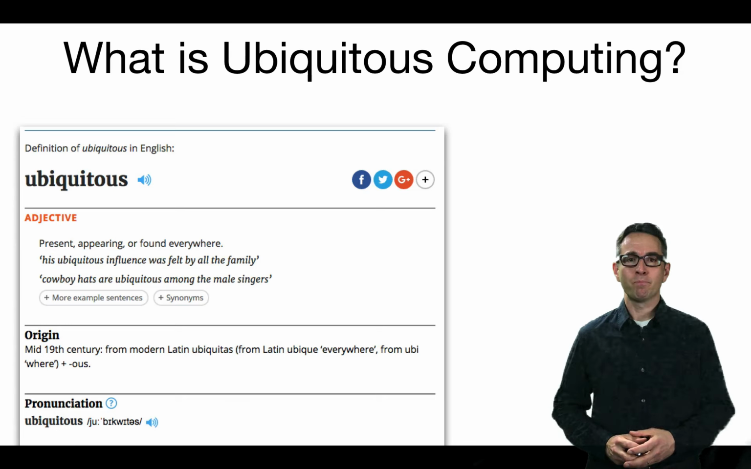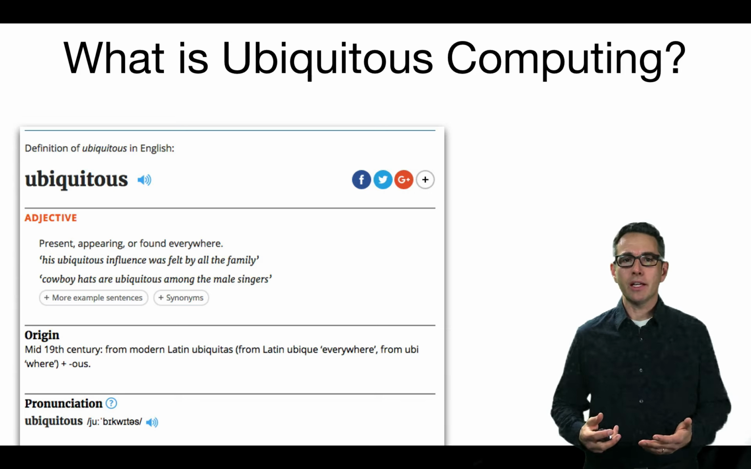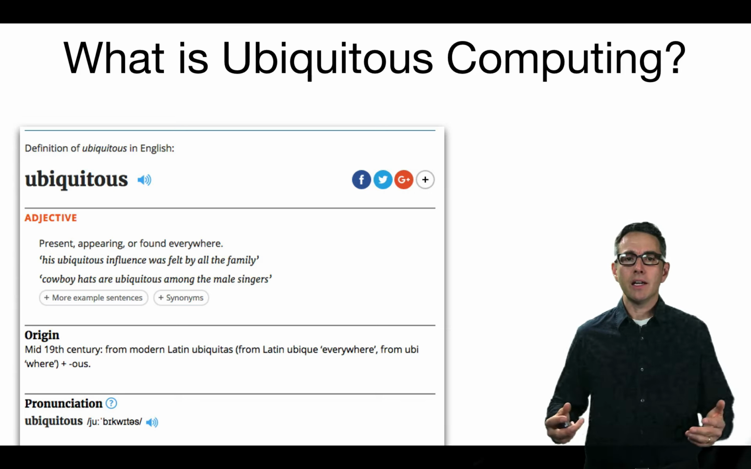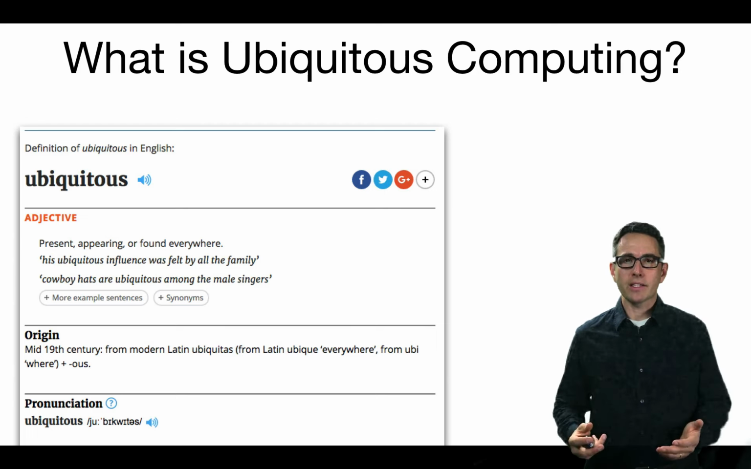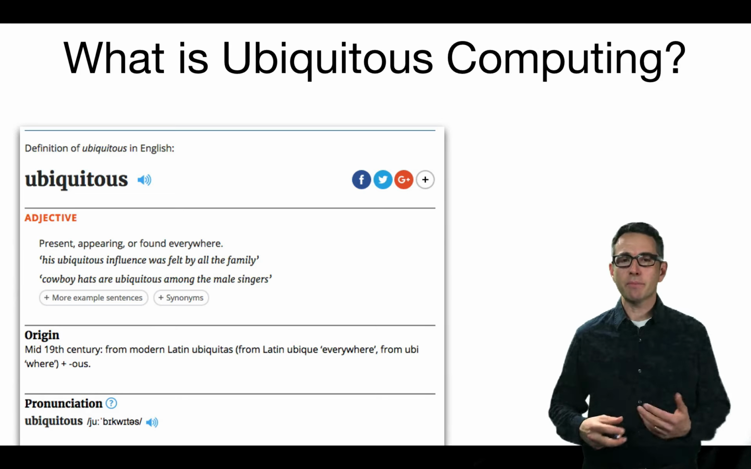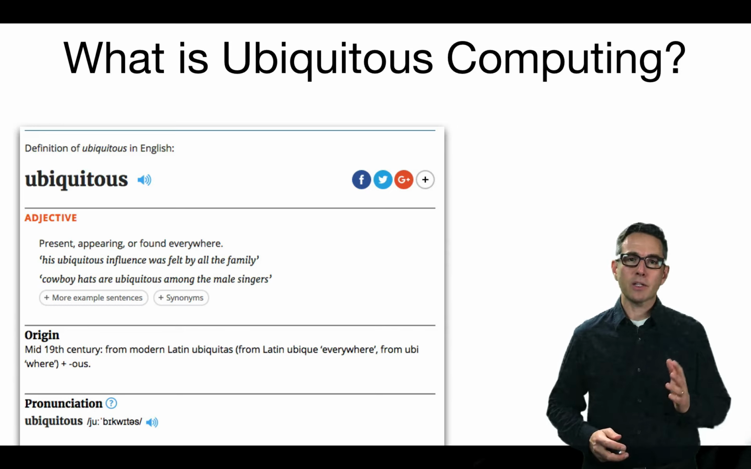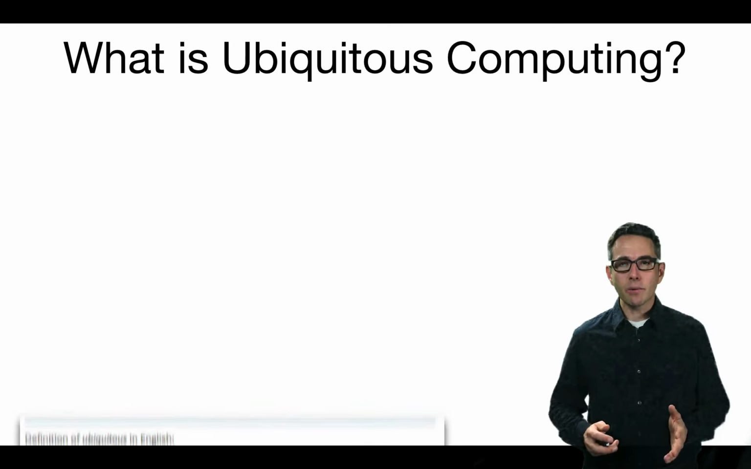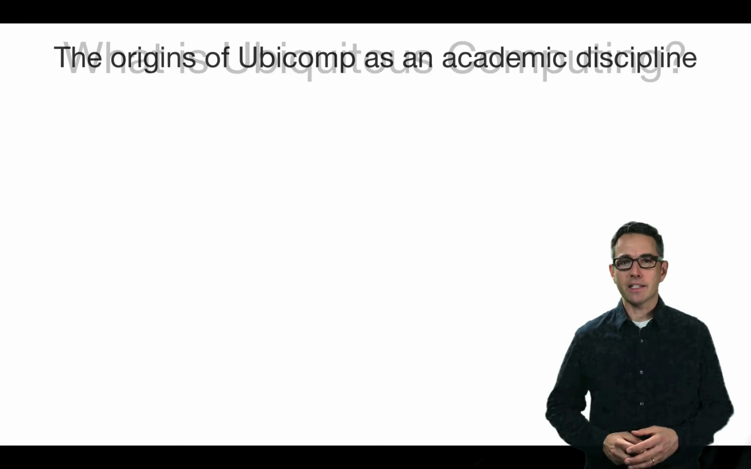What we mean by it, though, when we say ubiquitous computing, is a way in which computing becomes imbued in the world around us, so that everywhere you go, computing is part of the physical, mental, kind of experiential landscape in which you're participating. In addition to ubiquitous having this meaning, ubiquitous computing itself is an academic discipline.